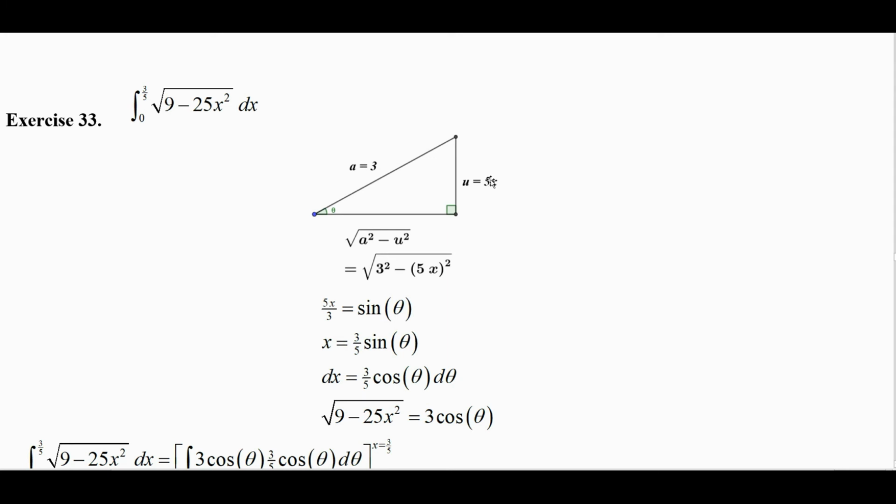So this time, if we do the two sides that don't have the square root, the trig function that's best to use there is sine. So sine of theta is opposite over hypotenuse. That's going to be 5x over 3. Solving for x is 3/5 sine of theta. That allows us to find dx, which is very important. dx is going to be the 3/5 times the derivative of sine theta, which is cosine theta, and then we have a d theta. The square root over the 3 is adjacent over hypotenuse, which is the cosine of theta. So the square root is just 3 cosine of theta.